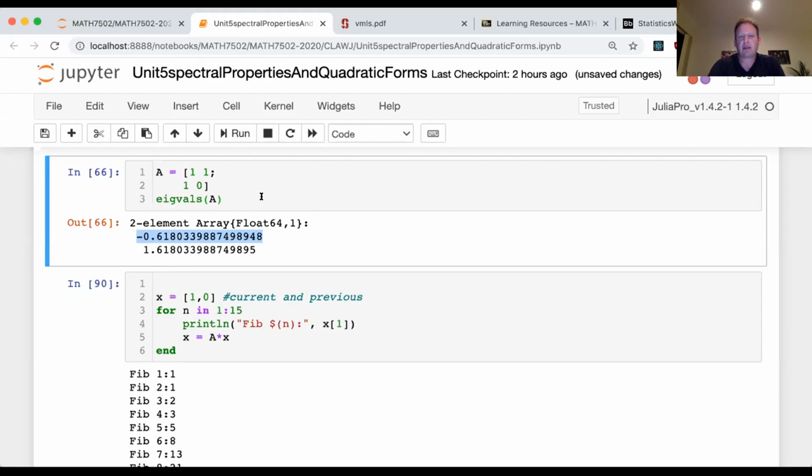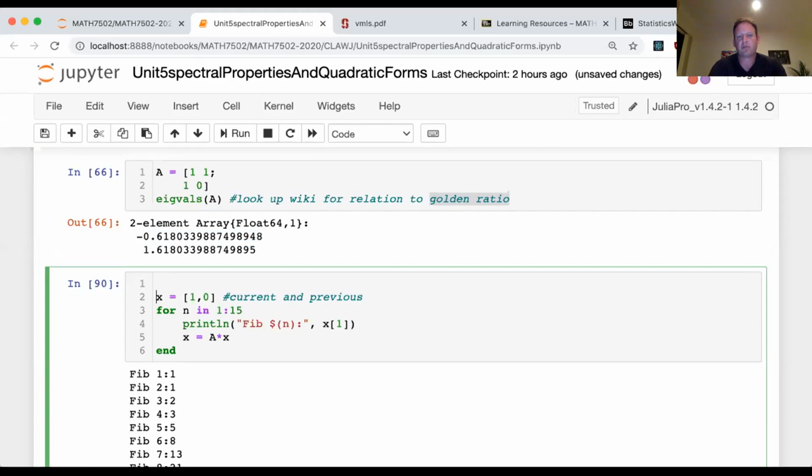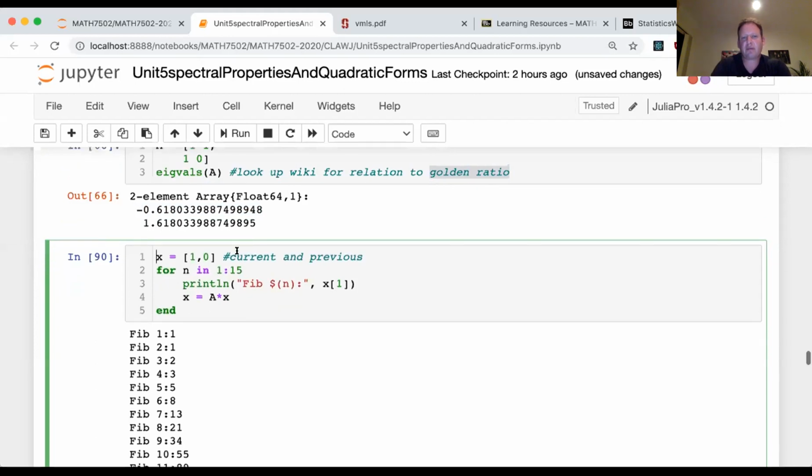Look up Wikipedia for the relation to the golden ratio, because the characteristic polynomial looks like a very common second-order polynomial, and these are the eigenvalues. This is not critical for the course. But first, let's just compute Fibonacci manually.